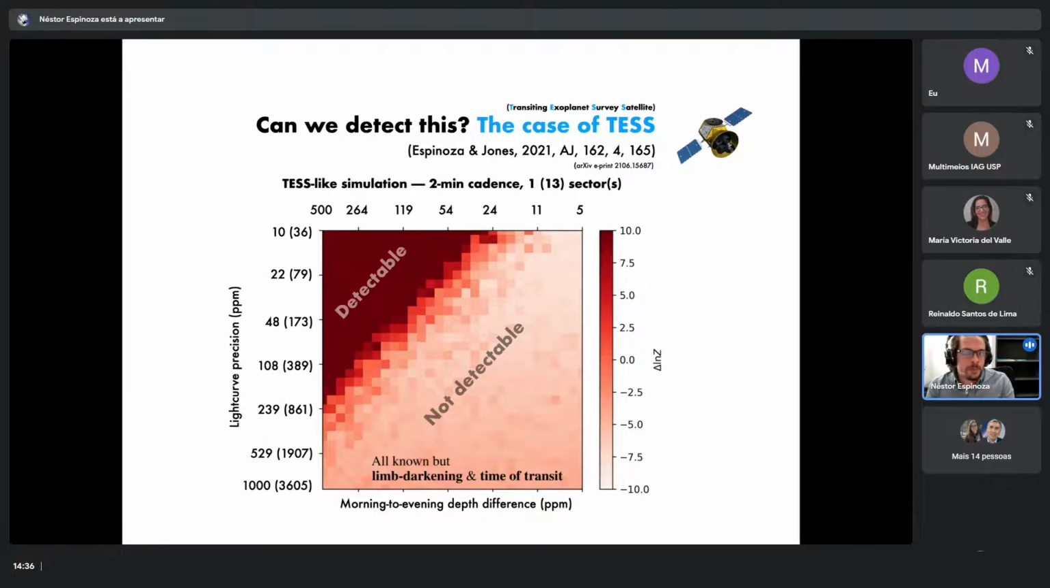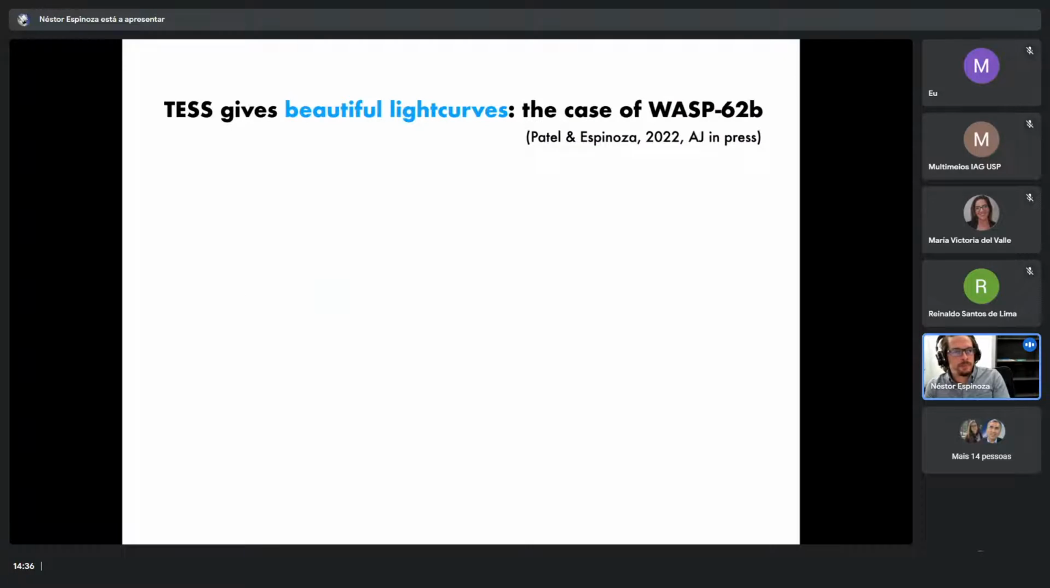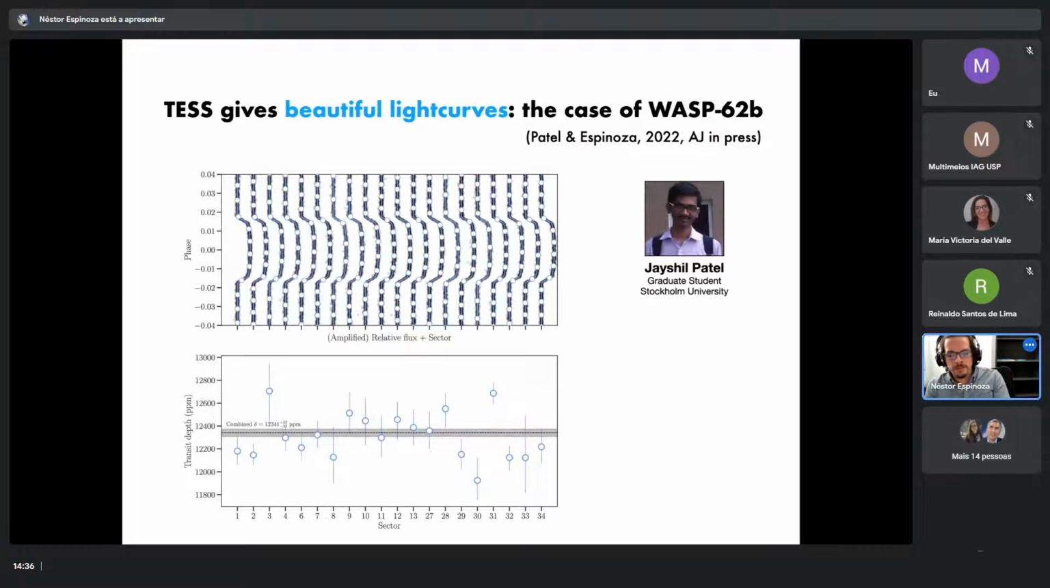We did a pilot program on all this with a student, Jaishal Patel from Stockholm University, just modeling the light curves of TESS to get an idea of the precision. It's a paper that was just published this year. We analyzed limb darkening, the thing that I was speaking to you about before, and how well we predict limb darkening from these beautiful transit light curves. Turns out not that well, so you have to be careful.